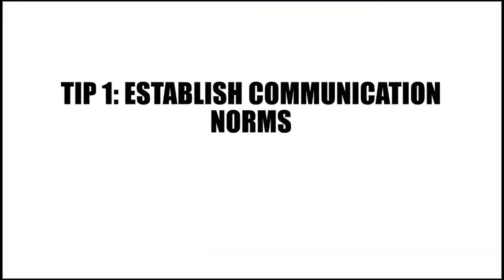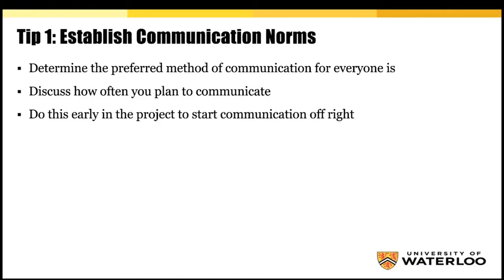Tip 1. Establish communication norms. When you start a group project, talk to your teammates and ask them what their preferred method of communication is. Some group members might prefer an email, while others might prefer a message on another platform. Consider also talking about how often you plan to communicate as a team. By establishing agreed-upon communication rules, everyone will know where to check for messages from the team, and no one will feel overwhelmed or underwhelmed by the number of messages they are being sent.